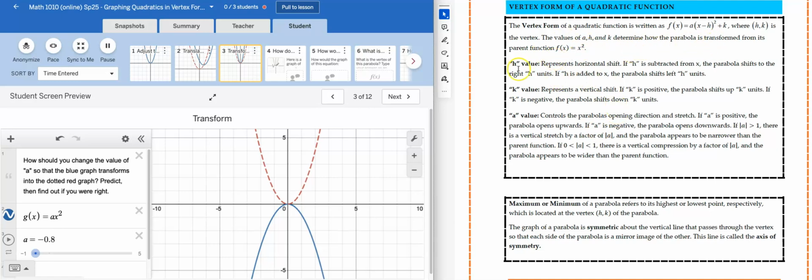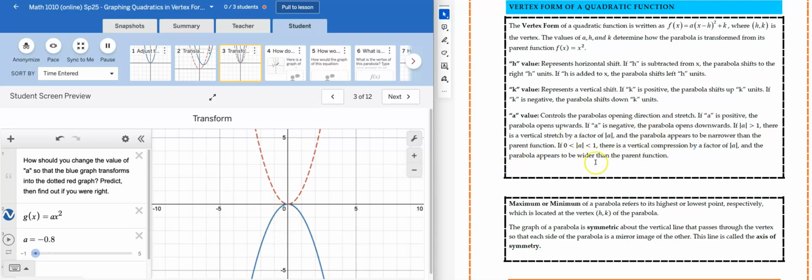So we're comparing everything to that parent function like we talked about before. The h value represents the horizontal shift, so that means it's going to be moving left or right. If h is subtracted from x, the parabola shifts to the right. If it's added, then it shifts to the left. And then k, when it's positive, it shifts up. And if it's negative, it shifts down. That's kind of what we were showing over here.